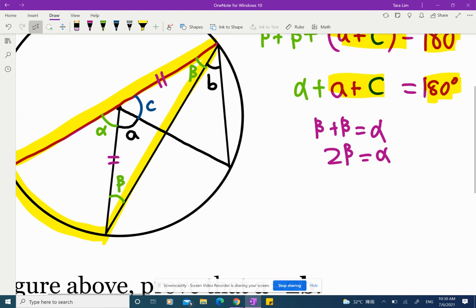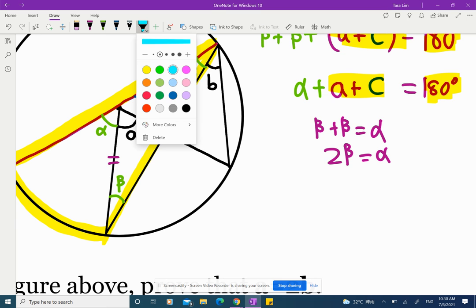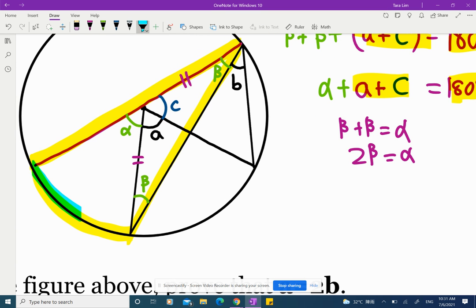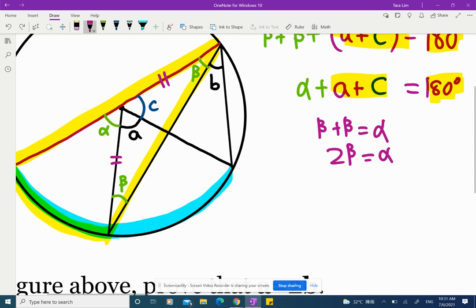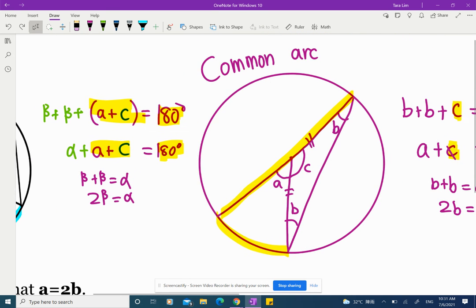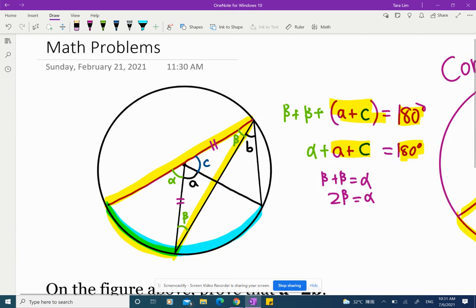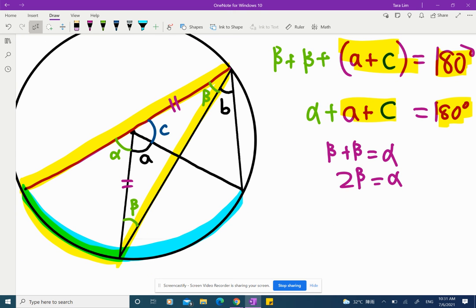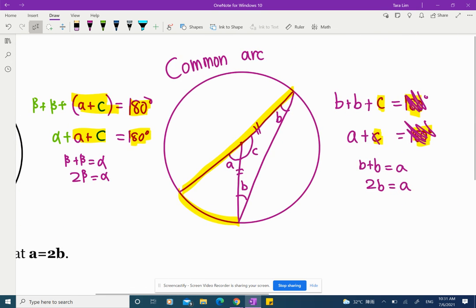Now I want to do another arc. This time, we're not only focusing on this arc, we're going all the way here. So now we're doing the whole arc here instead of just doing a small part. I know it may seem a bit complicated because the arc is so big, but it's still the same thing. It's still the common arc. So now we have this big arc, and now we want to find similar things just like this one.